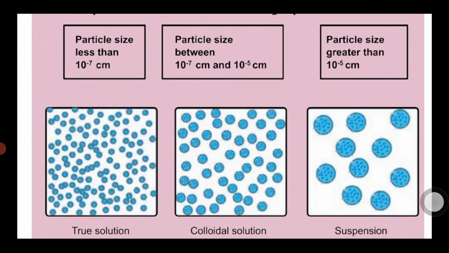Size of the particles. Size of the solid particle. True solution, solid particle size is less than 10 to the power minus 7 centimeter. Colloidal solution, 10 to the power minus 7 to 10 to the power minus 5 centimeter. But suspension particles contain size of the particle greater than 10 to the power minus 5 centimeter.